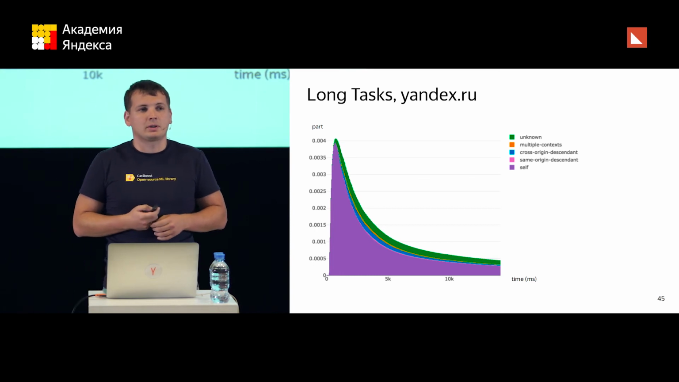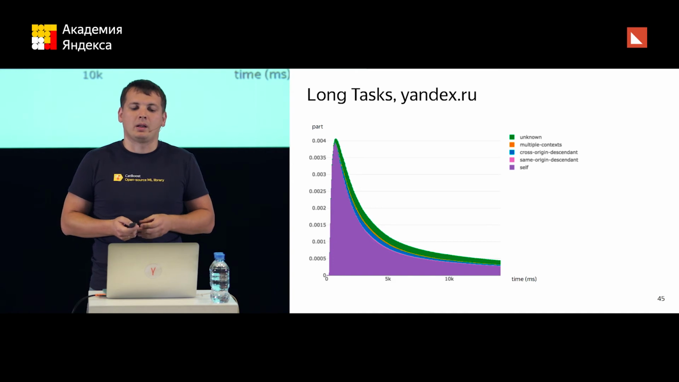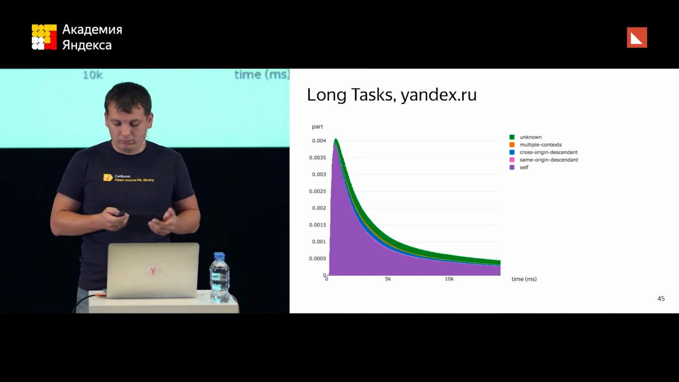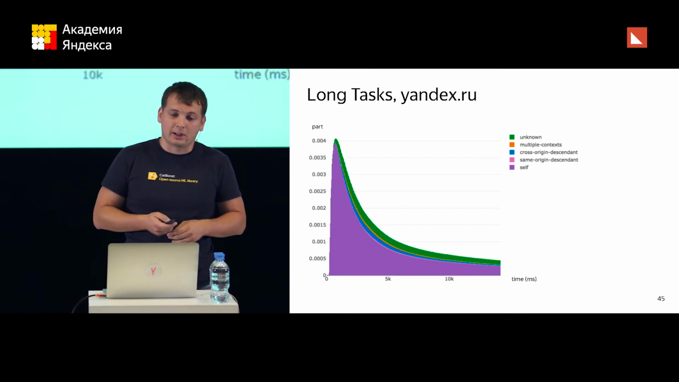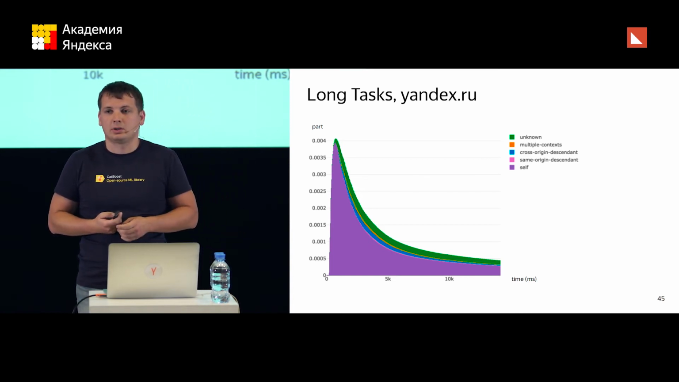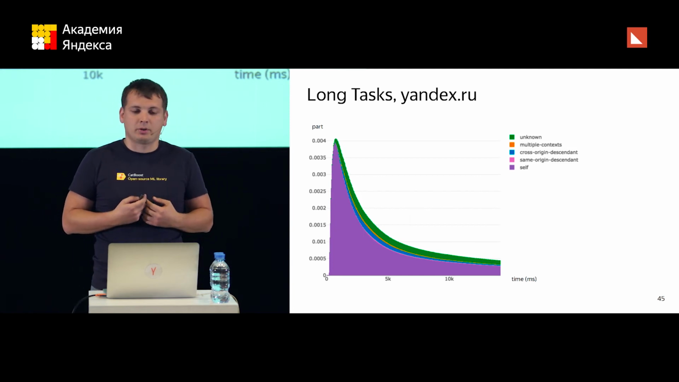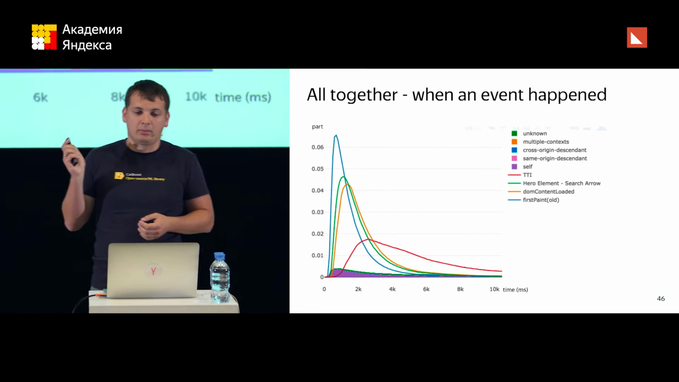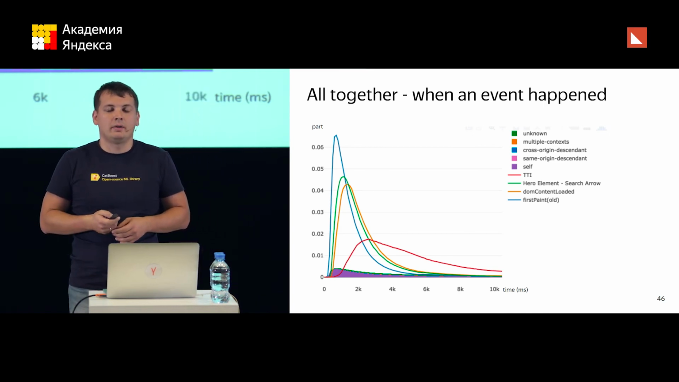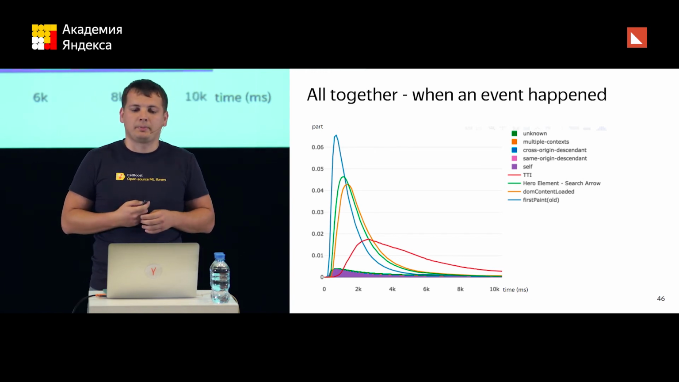This page represents the time when long tasks appear on the page, and they are grouped by their name. Most of these tasks are self-tasks, so this happened because of our JavaScript on the page. So let's combine them all together. This is a very convenient illustration of what's going on with your page.